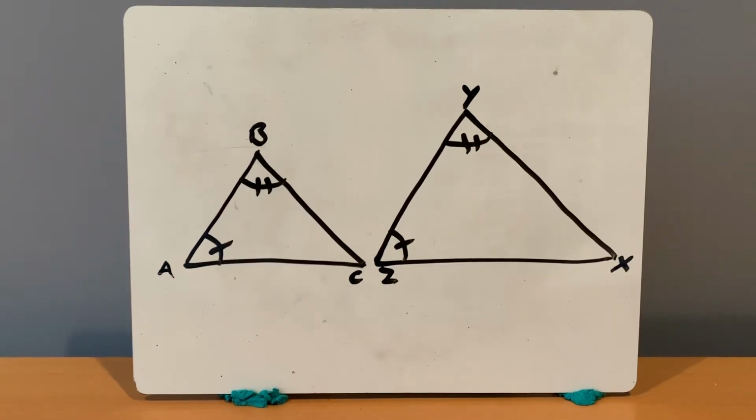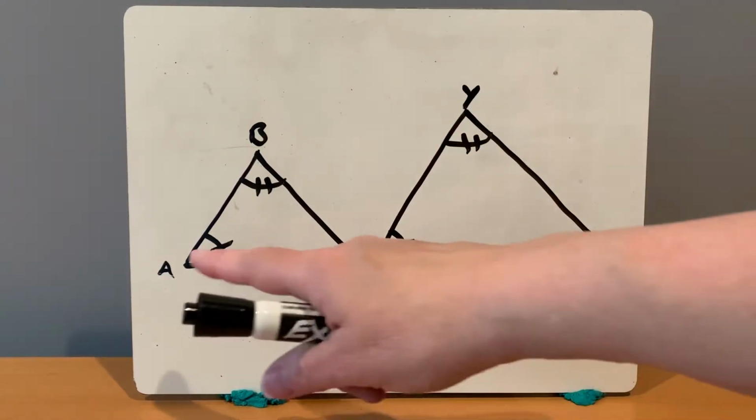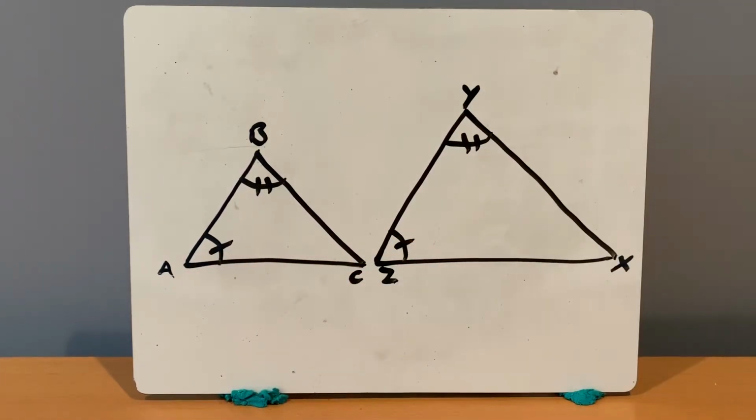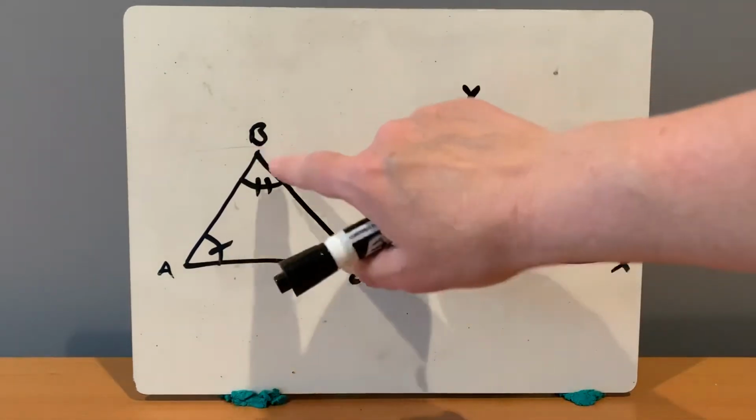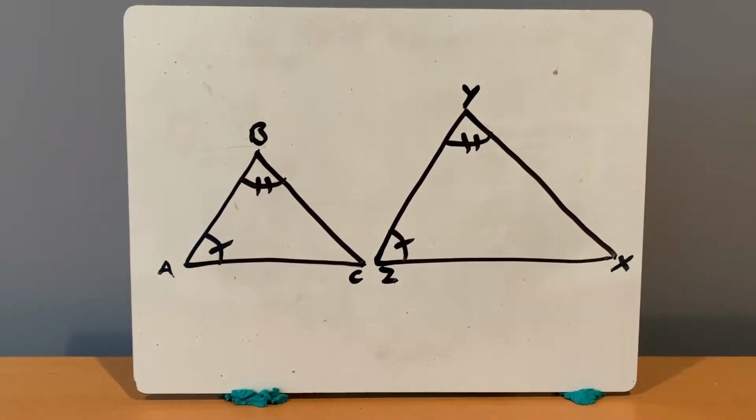Now, we often use tick marks to indicate that the measures of angles are equal. In these figures, the single tick mark indicates that angles A and Z have equal measures. The double tick mark indicates that angles B and Y have equal measures.